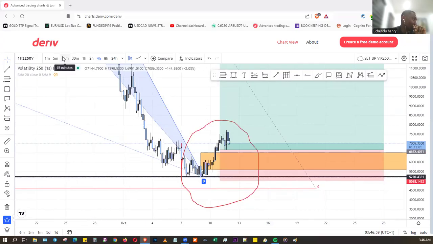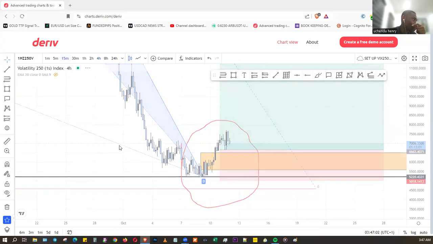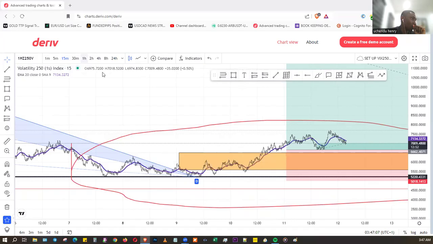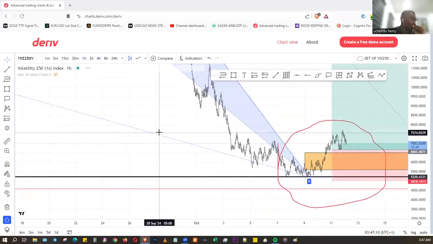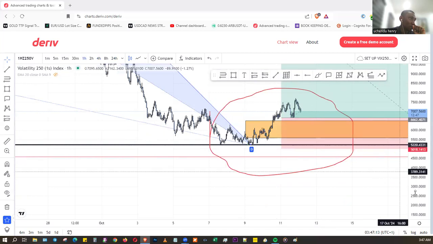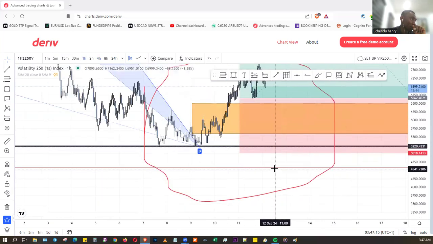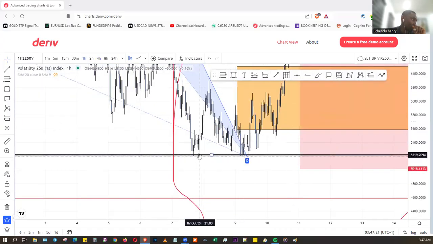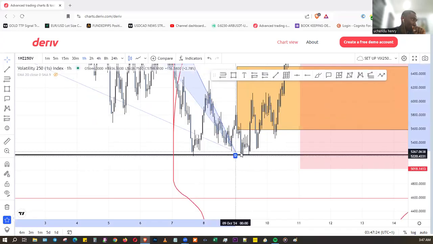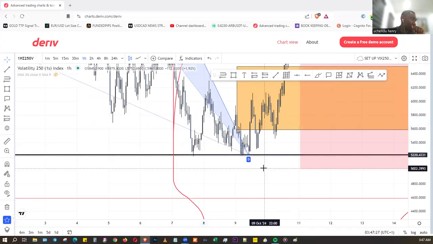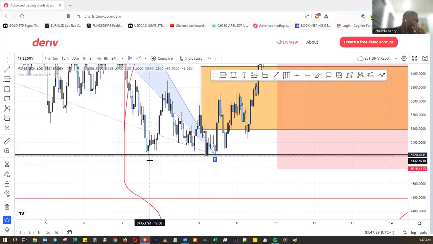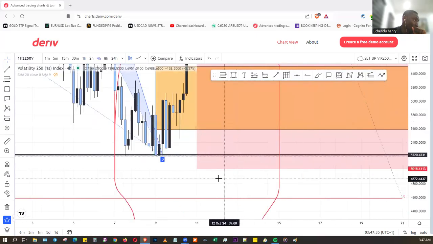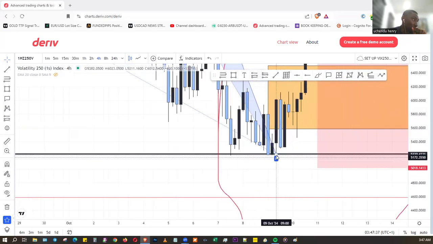Now, if I go to 15 minutes, from this point, it's already valid. So what about the 1-hour time frame? Okay, it is valid. The structure shift is valid, but the only reservation I have is that I should have seen an obvious sweep of this low. That is still my reservation on this trade. Let me look at 4-hour. I've not seen an obvious sweep of any low.